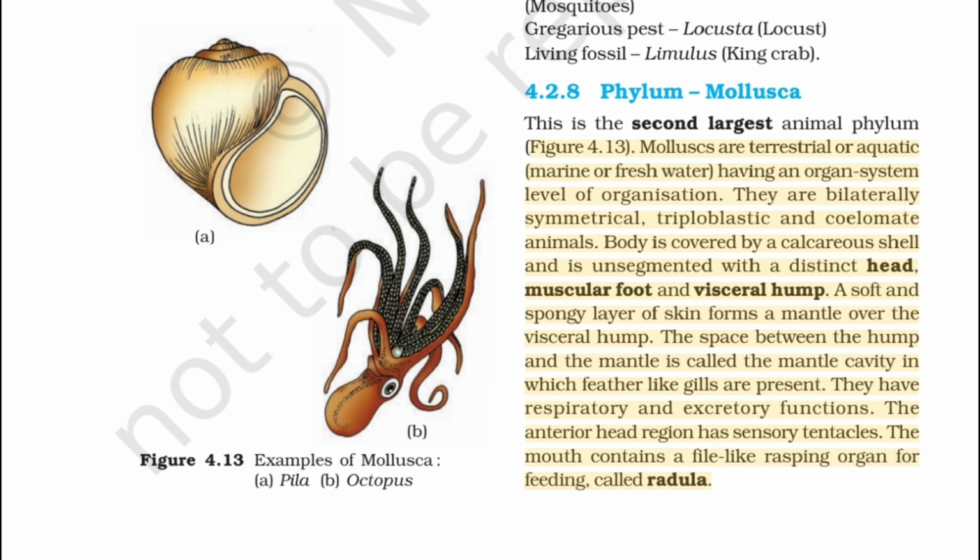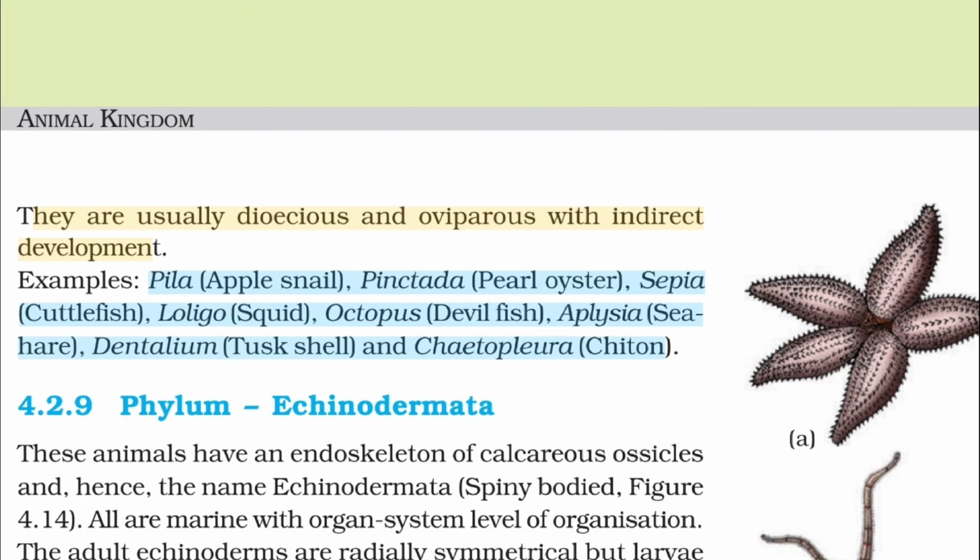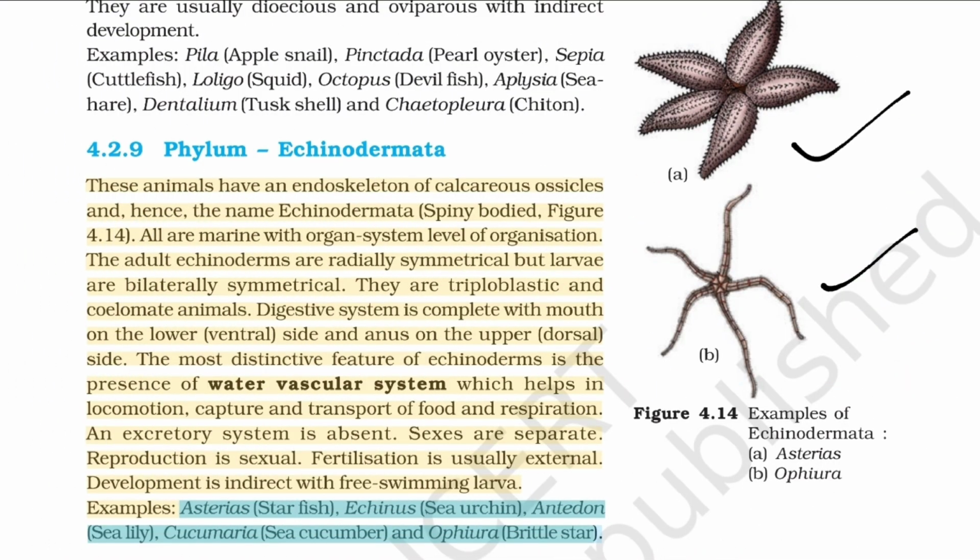They have respiratory and excretory functions. The anterior head region has sensory tentacles. The mouth contains a file-like rasping organ for feeding, called radula. They are usually dioecious and oviparous with indirect development. Examples: Pila, apple snail; Pinctada, pearl oyster; Sepia, cuttlefish; Loligo, squid; Octopus, devilfish; Aplysia, sea hare; Dentalium, tusk shell; and Chaetopleura, chiton.